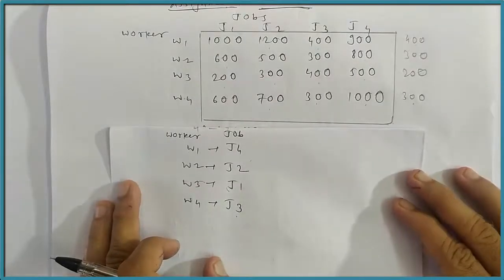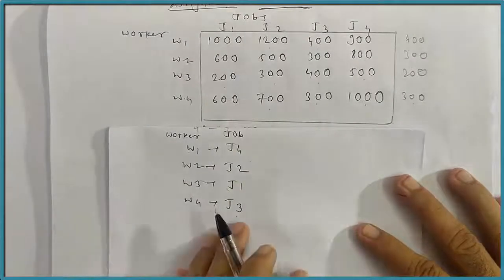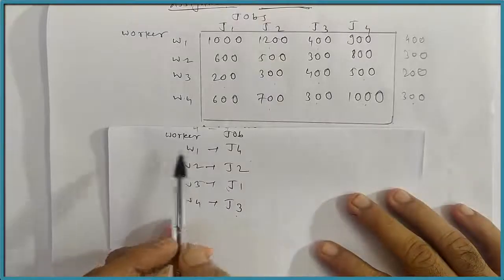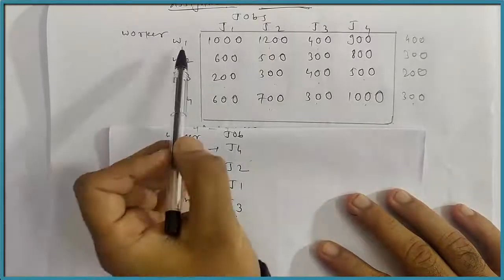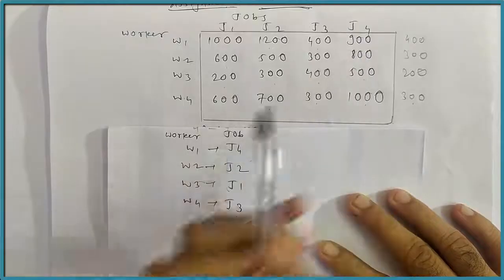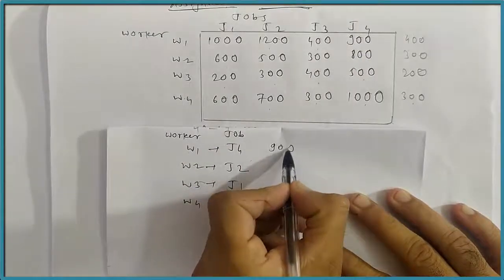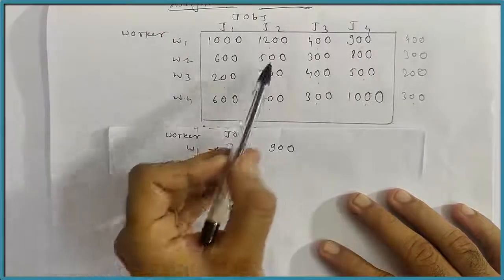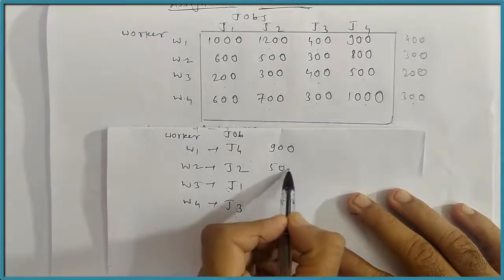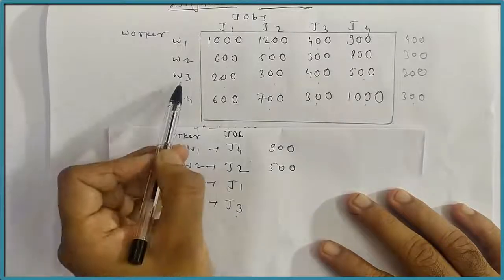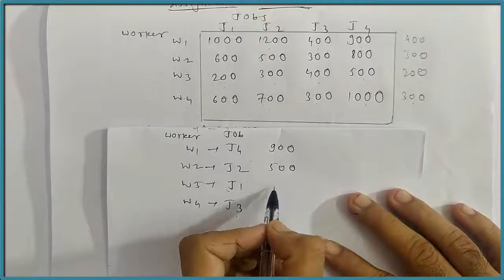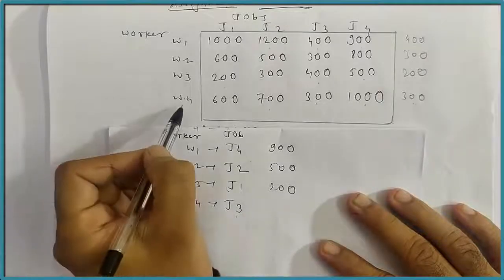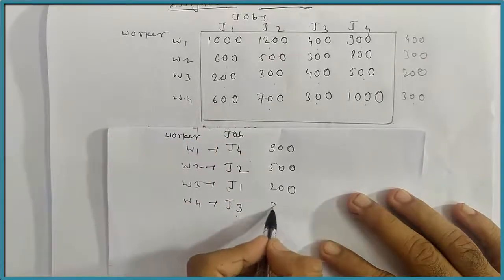Now for the final time calculation, refer to our original matrix. Now look at W1 and J4. For W1 and J4, the value is 900. Here write down 900. W2 and J2, the value is 500 units. Write down 500. W3 and J1, 200 units. And W4 and J3, 300 units.